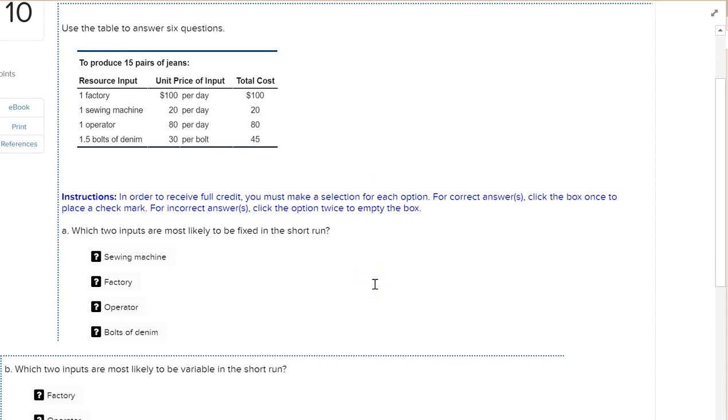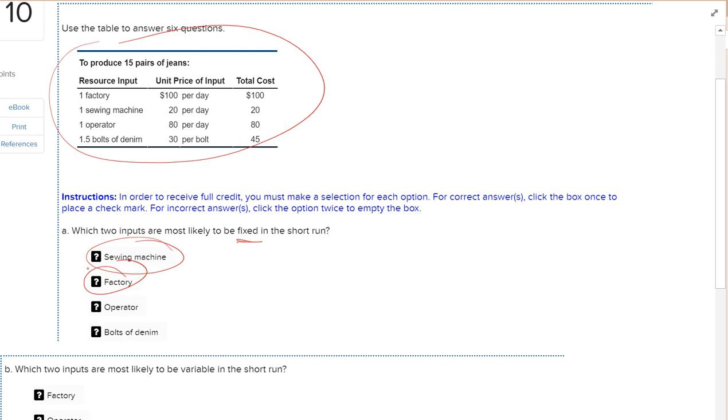Number 10 gives you some information, asks you to answer some questions observing fixed inputs and variable inputs. So they give you this output scenario to produce 15 pairs of jeans. You've got a factory, a sewing machine, an operator, and some denim. And they say which two inputs are most likely to be fixed in the short run. And fixed would mean not variable in the short run. So common sense, I think, says that in the short run, you're not going to be able to vary your machine capacity, sewing machines, and you're probably not going to be able to vary your factory.